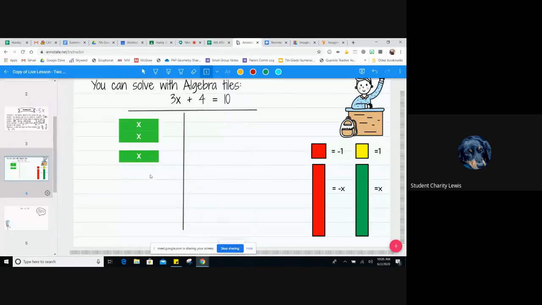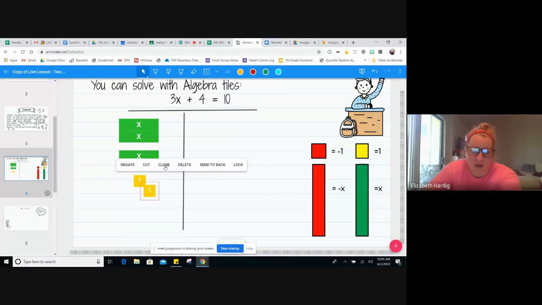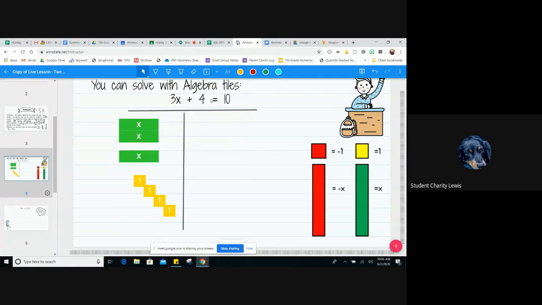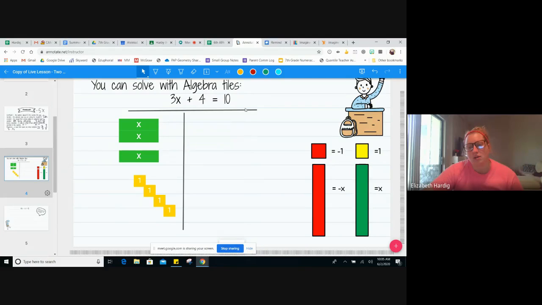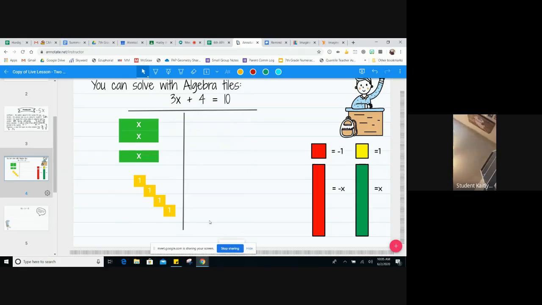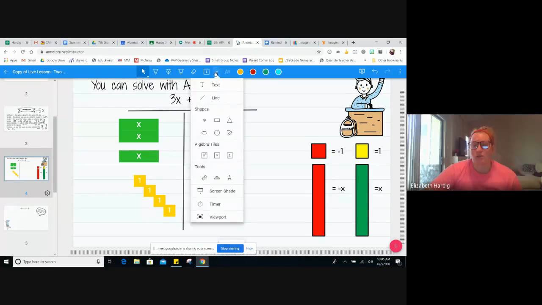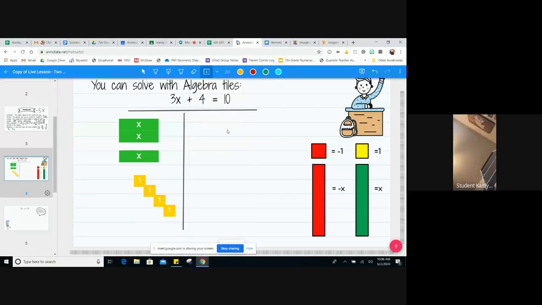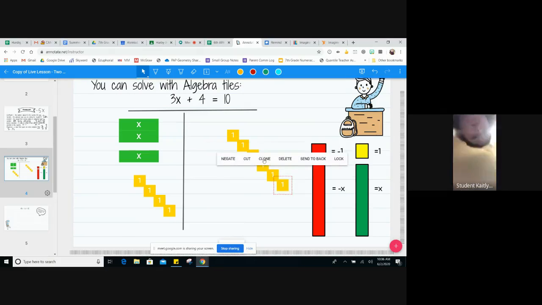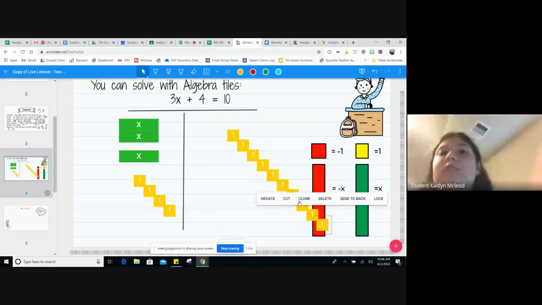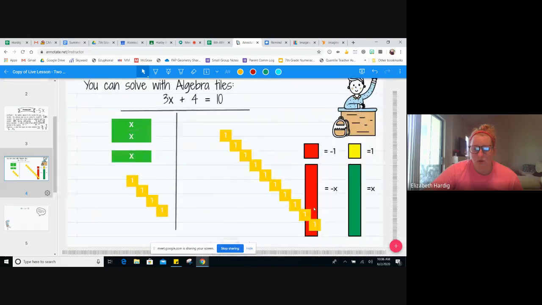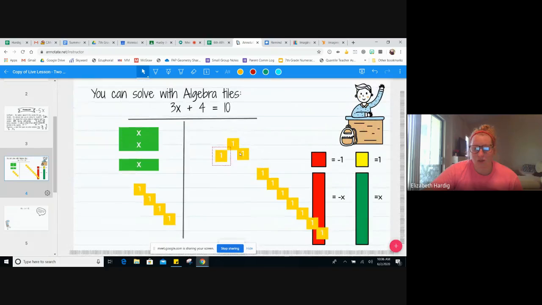Here we go. I want to clone that. Good. So over here I have 3x plus my 4 is equal to, and then over here I have a positive 10. So how can I represent a positive 10? Using the yellows, 10 yellow. Yes, very good. All right, so that's 10 of them. We're going to move them over so they're not as crazy.